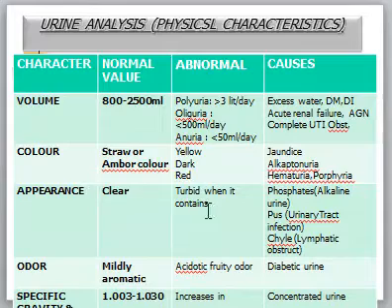Next is appearance. Normally it will be clear, but when the person is affected, alkaline urine, phosphate or pus will be mixed with the urine, which means there is a urinary tract infection. So the urine is turbid when it contains these, and it is easy to identify a problem in the urinary tract. And next, odor: mildly aromatic, because of the chemical substances. But when the person is affected by diabetes mellitus or diabetes insipidus, an acidotic fruity odor will come in the urine.